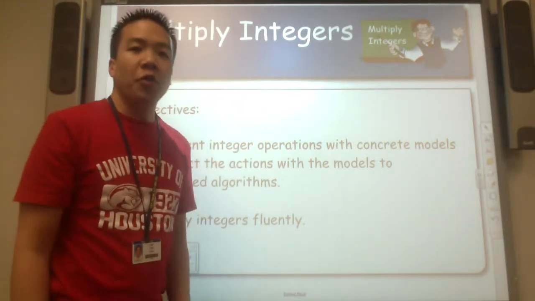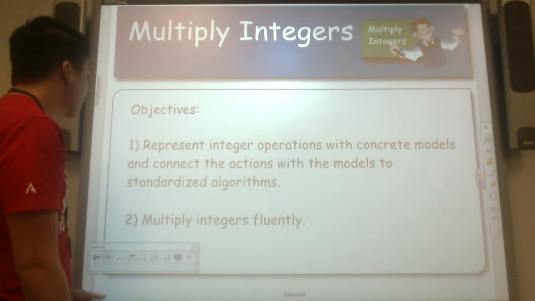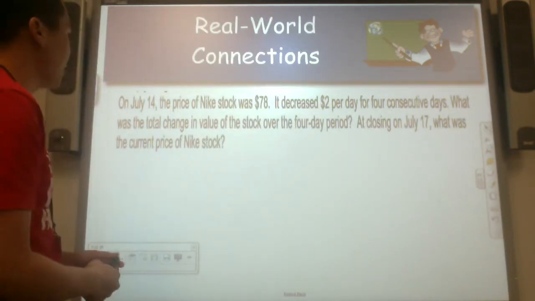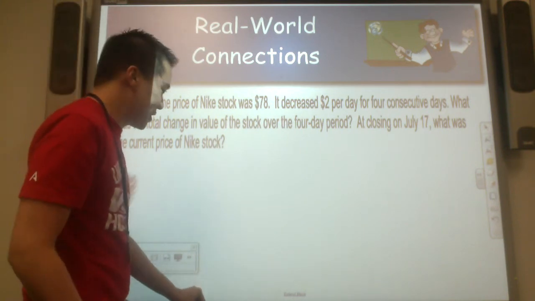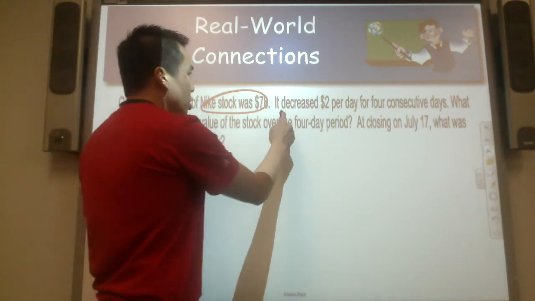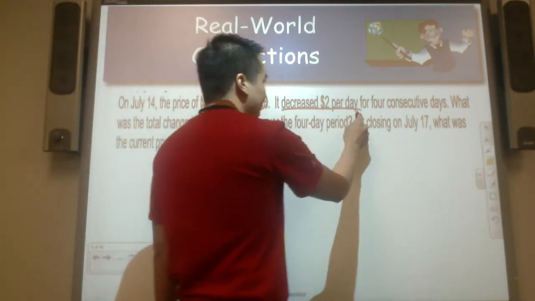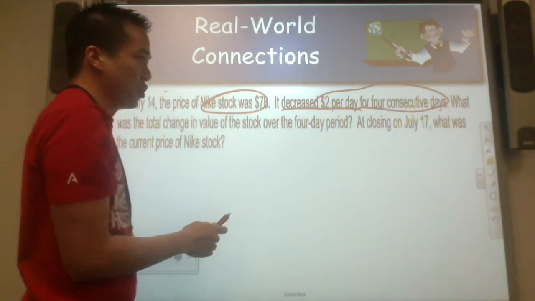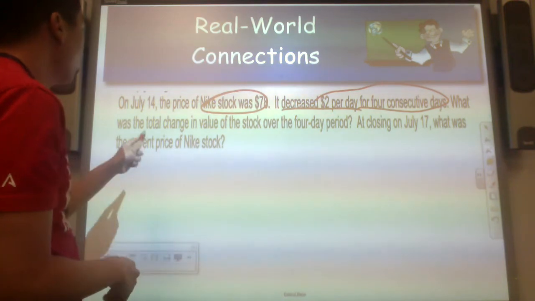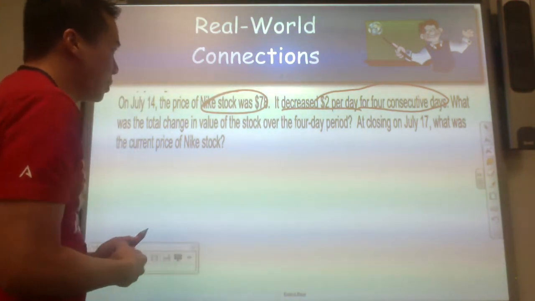Today our topic will be over multiplying integers, whole numbers and their opposites. So let's look at our question for today. On July 14th, the price of Nike stock was $78. It decreased $2 per day for 4 consecutive days. It's like Monday, Tuesday, Wednesday, Thursday, back to back, 4 days. What was the total change in value of the stock over the 4-day period?